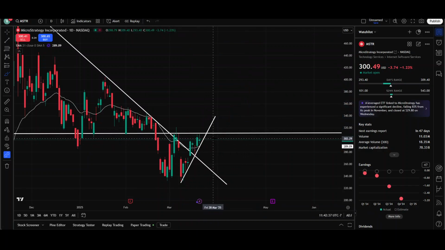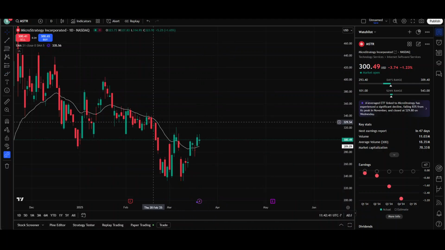So that would be an okay sign. You don't want to see price get below it. So let me go show you guys what I mean by this. It looks a little bit different than what we have been seeing.